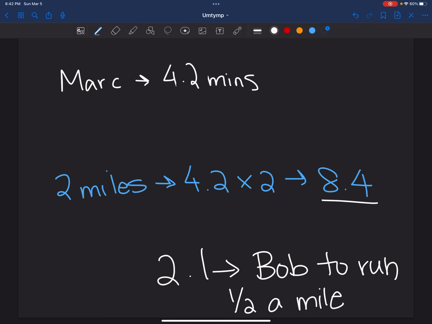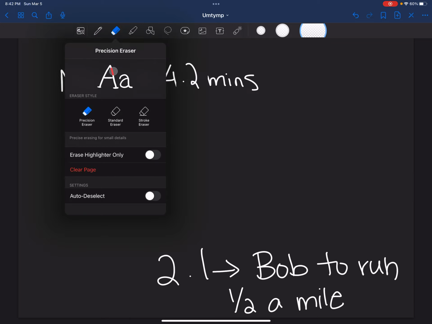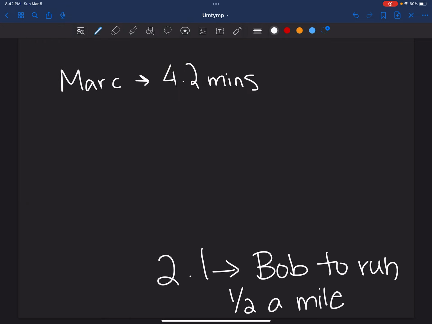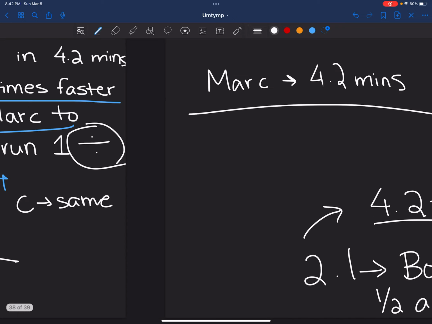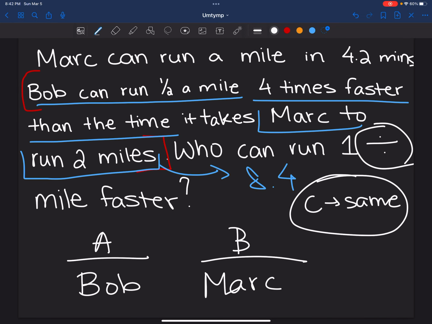In order to find out how long it would take him to run a full mile, we just have to multiply this by 2. So we multiply this by 2 and we get 4.2. That's how long it takes for Bob to run 1 mile. Sorry, this is kind of messy, but okay. So what we can notice is that Mark can run a mile in 4.2 minutes, and Bob can also run a mile in 4.2 minutes. So the answer is C.